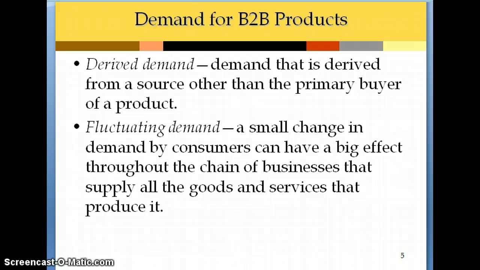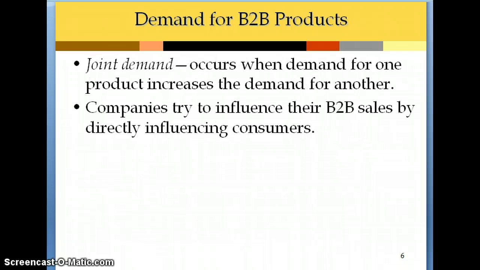When consumers change their buying habits, the companies they buy from also change their buying patterns. Fluctuating demand is another characteristic of B2B markets. A small change in demand by consumers can have a big effect throughout the chain of businesses that supply all the goods and services that produce it. B2B sellers also keep an eye on consumer buying patterns that might create joint demand. Joint demand occurs when demand for one product increases the demand for another product.